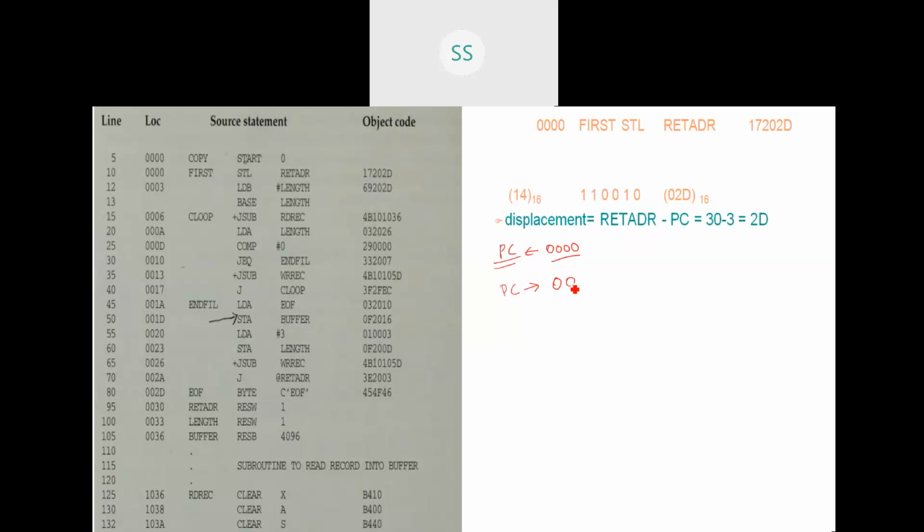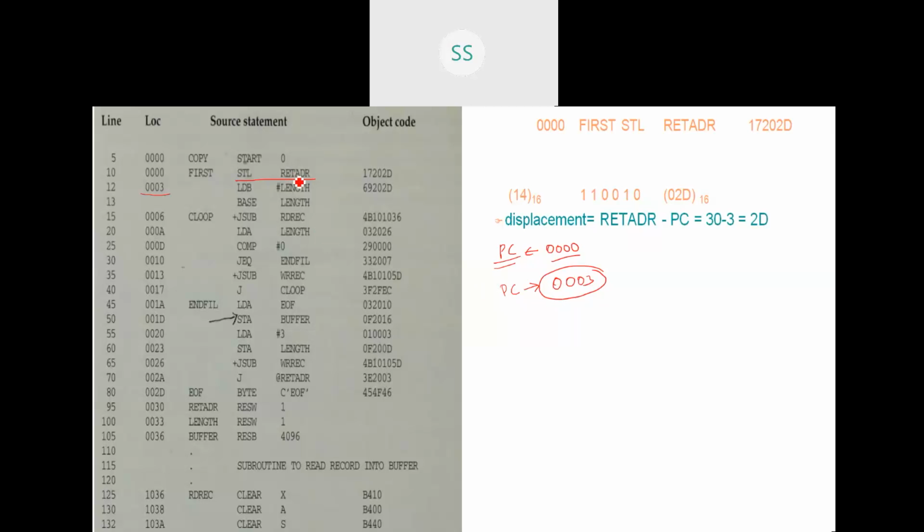Even while we are executing this particular instruction, that is STL RETADR, the program counter is updated to 0003. That is how we always increment the program counter, so that it can fetch the next instruction on the basis of this address. This you must have studied earlier. So that is about your program counter.